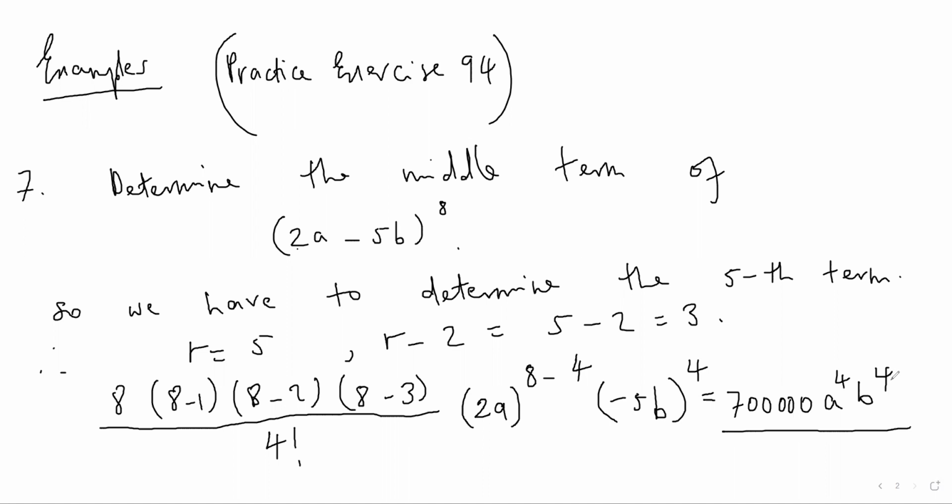Now, I want you guys to also do number 6 on your own, number 6 of this practice exercise 94. In number 6, you determine the 6th term of 3p plus q over 3 to the power 13. In this case, they tell you what r is. r is equal to 6. They say the 6th term. So you just go ahead and apply the formula in the same way we applied it for number 7.